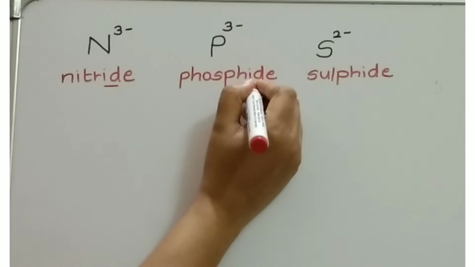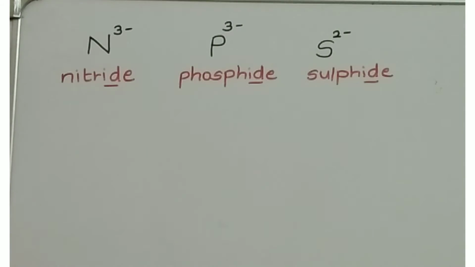Now how to remember this? It will be IDE, IDE, IDE because they are in the single form. Let us give them an ID card, identity card, right? So that is nitride, phosphide, sulfide.